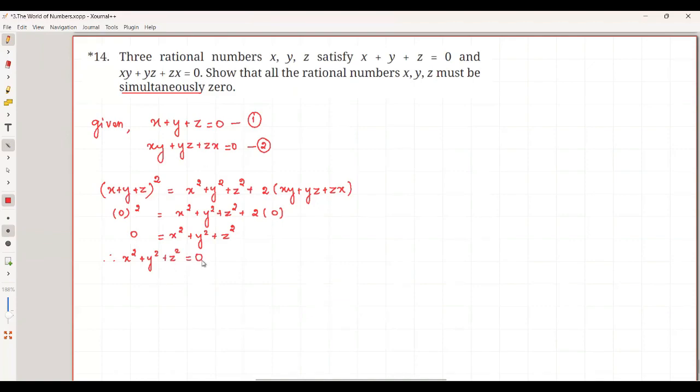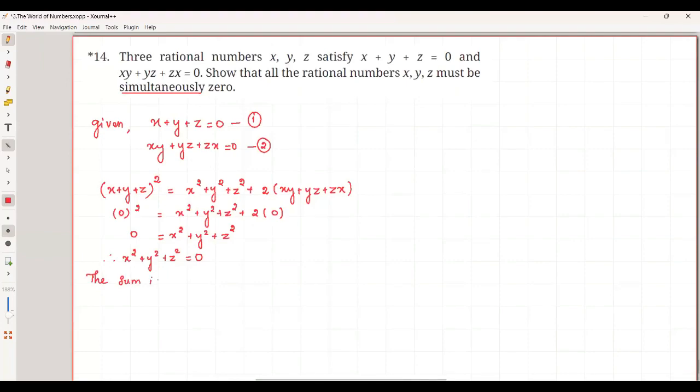When is this possible? Only when each term is 0. The sum is 0 only when each one is 0. x square should be 0, y square should be 0, z square should be 0. Then only we get the answer as 0. In case instead of x, y or z there is any other value, you will not get 0. So here the condition is that the sum is 0.